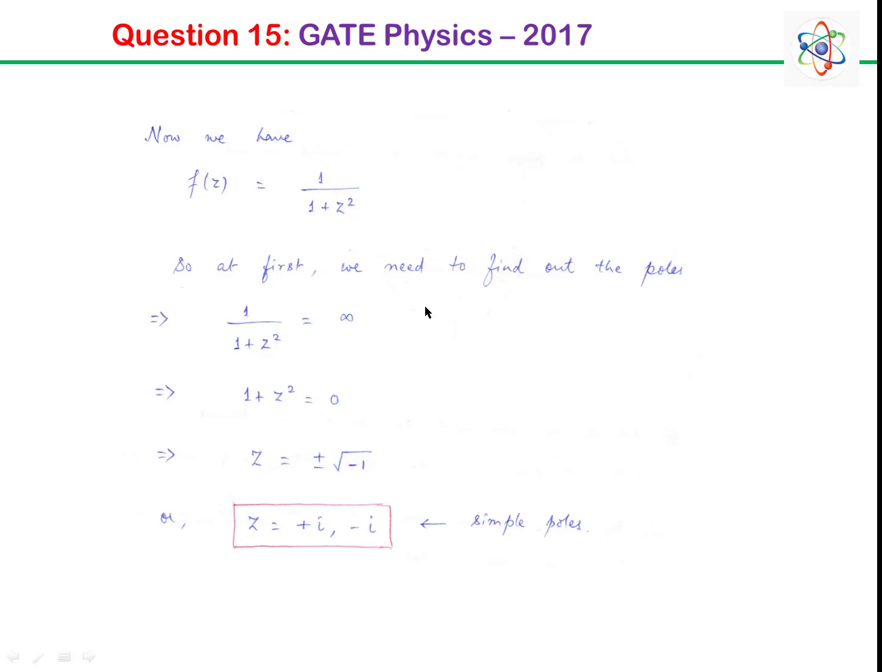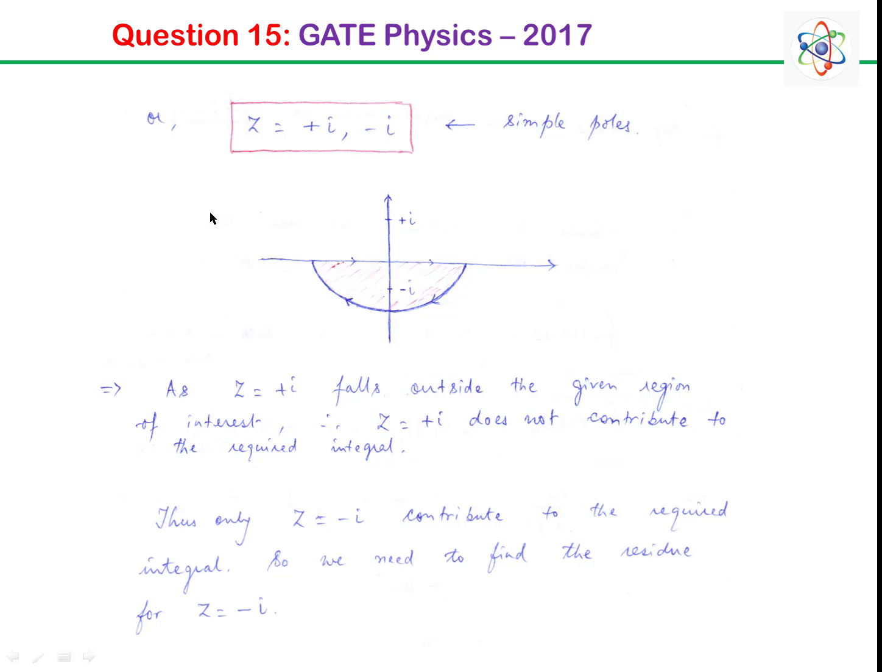First of all, we have to find the poles for this given f(z). So f(z) is given as 1 by 1 plus z square. To find the poles, we know that this must go to infinity, and for that to happen, 1 plus z square should be equal to 0. That implies z is equal to plus minus the square root of minus 1, and the square root of minus 1, we know, is i. Therefore z will be equal to plus i and minus i. So these are the two poles that we obtain for this f(z).